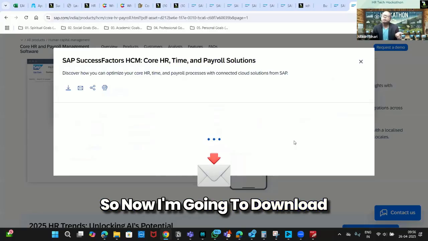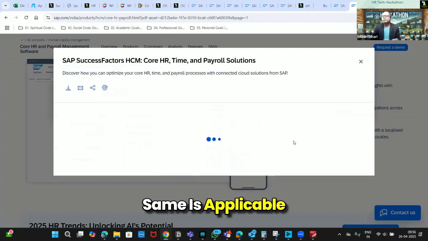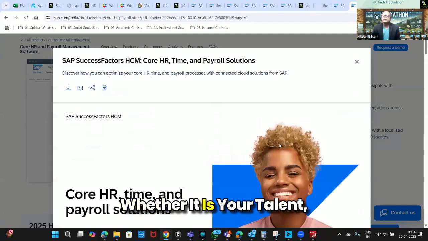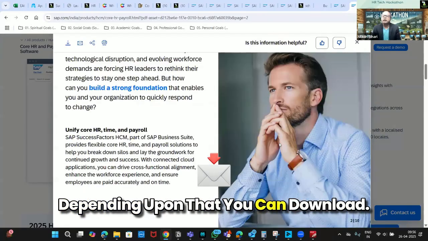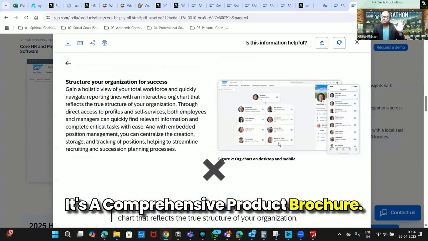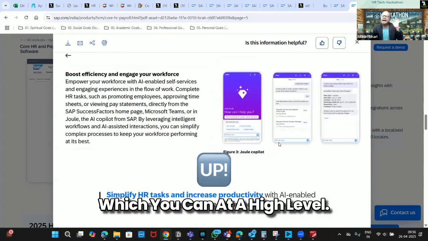So now I'm going to download for one of the modules. The same is applicable for other modules as well, whether it is your talent management solution or payroll. Depending upon that, you can download. This is a comprehensive product brochure, which you can view at a high level.